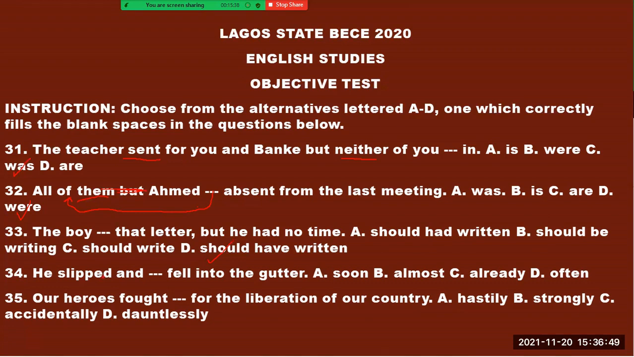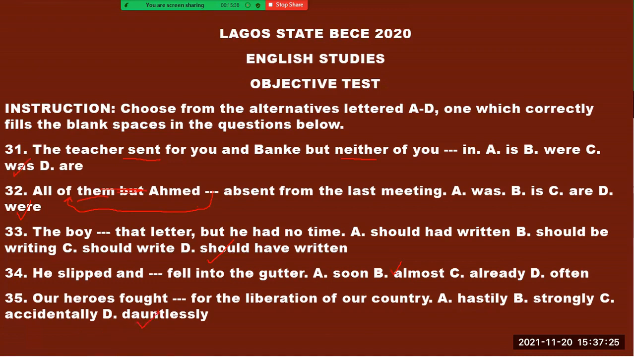34, he slipped and fell into the gutter. A, soon fell, no. B, almost fell, yes. C, already fell, no. D, often fell, no. Now, almost fell into the gutter is the appropriate option here. Question 35. Our heroes fought for the liberation of our country. A, hastily, no. B, strongly, no. C, accidentally, no. D, dauntlessly.